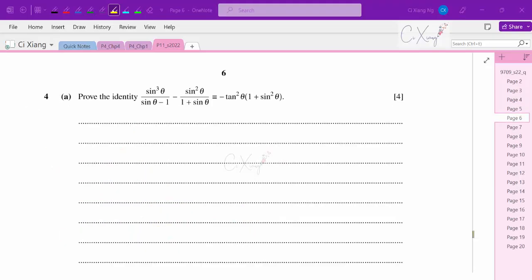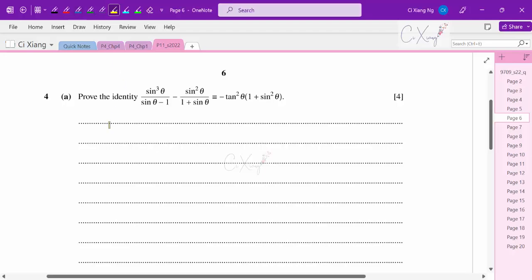Okay, so now we come to question number 4. They want us to prove the identity that is shown here, right? Okay, so basically if we have a look at both sides, for the left hand side we are having two fractions, and then for the right hand side we are having one big term. Okay, so in our practice, I think it will be good to start the proving part from the left, because to combine two fractions into one is easier. Alright, so we will start from the left hand side.